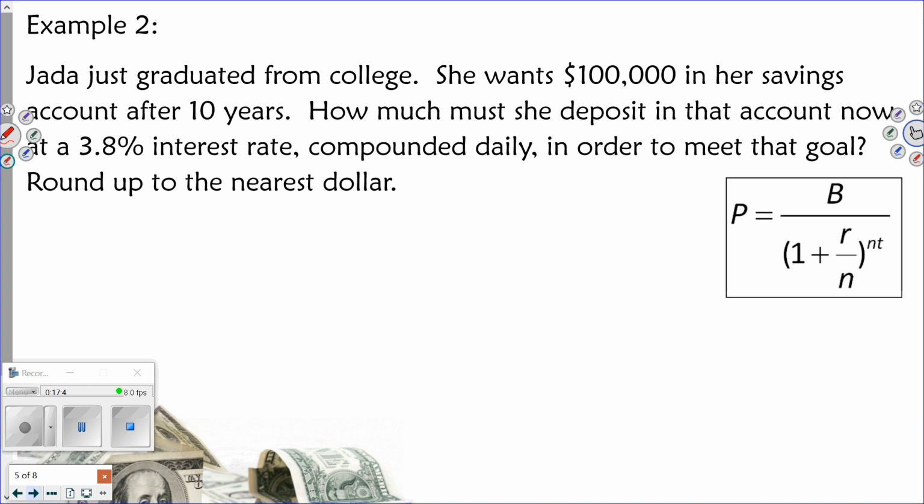All right, but again, I need you to recognize the formulas, right? How much does she put in now so that she has 100,000? So I'm trying to figure that much out. So 100,000 is your ending balance.